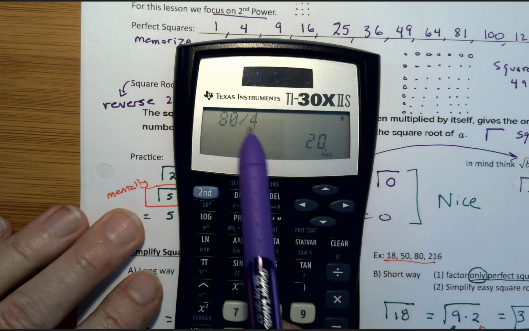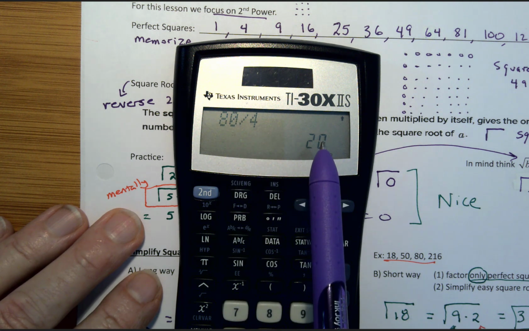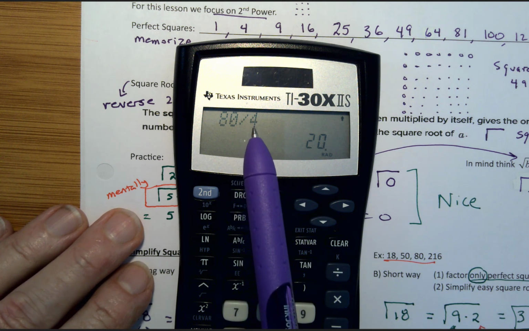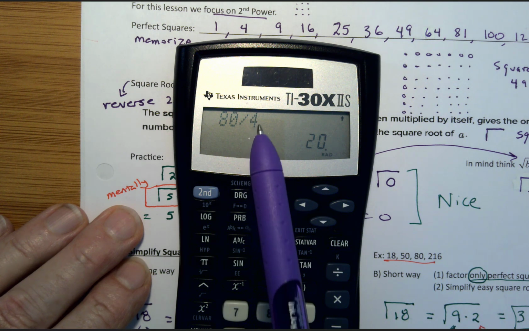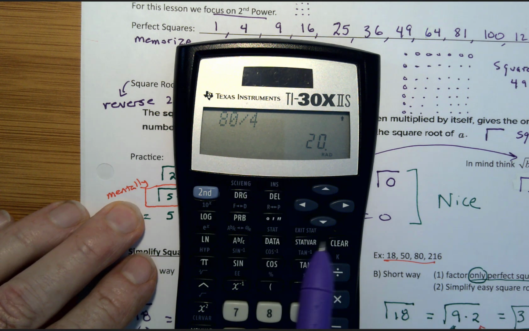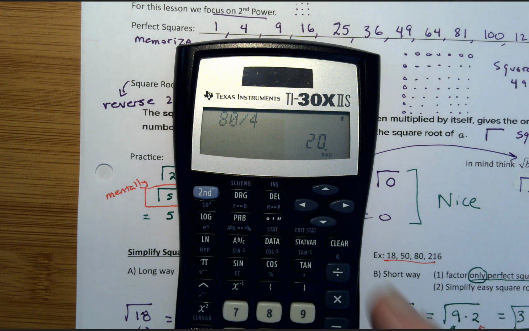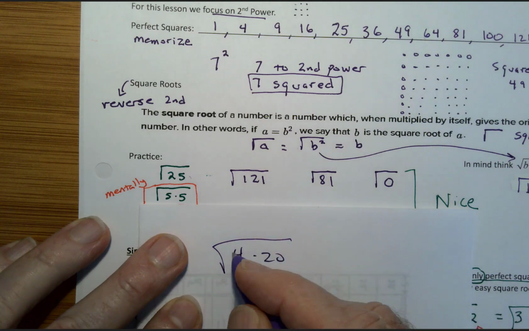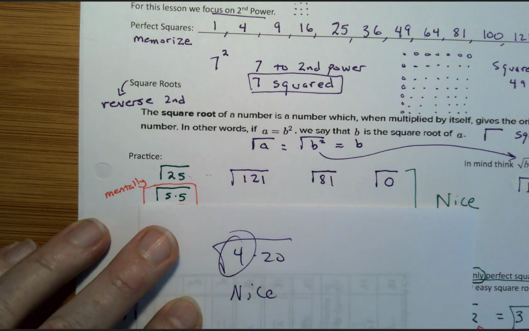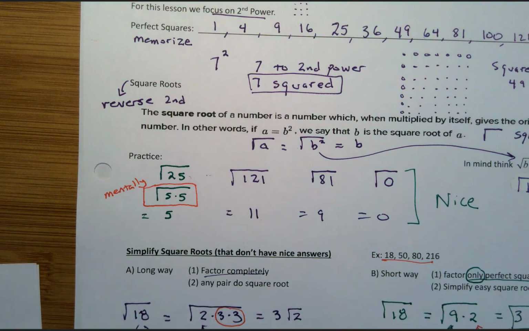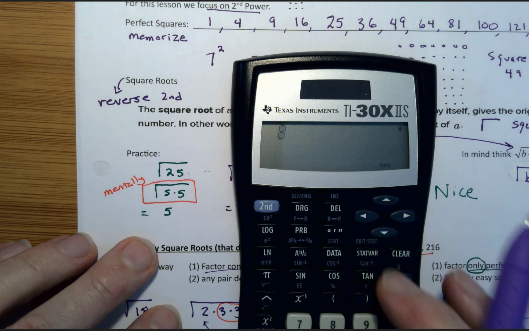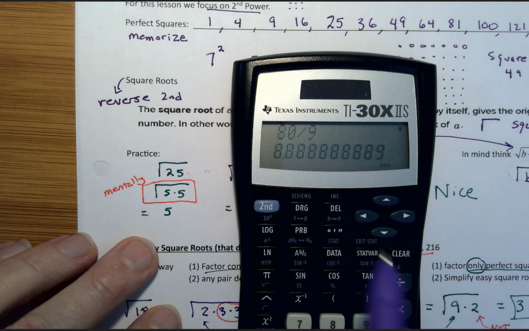Okay, it works. 4 breaks it down. But wait, don't always go for the first smallest number. You want the biggest number. The bigger number you can get, the more it'll simplify. So we don't want to just go with 4 times 20. That is nice, but maybe there's a better number. So let's keep checking with the other perfect squares. Let's try 9. 80 divided by 9. Nope.